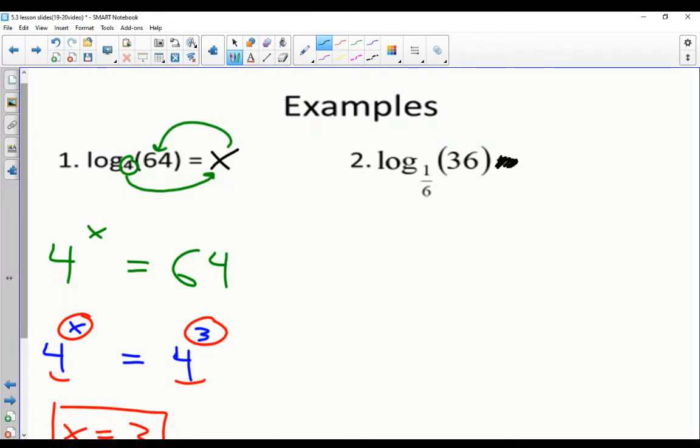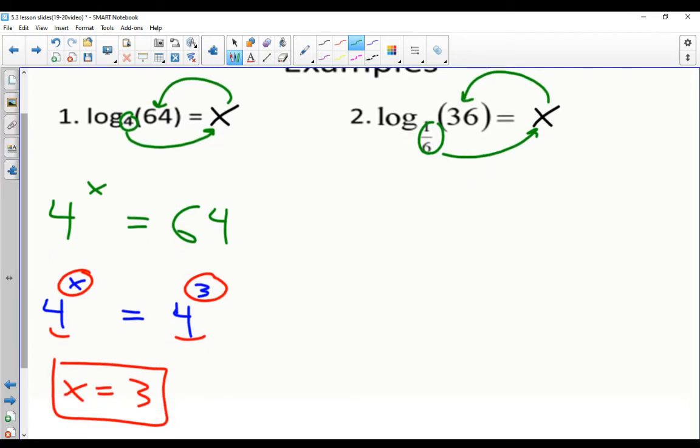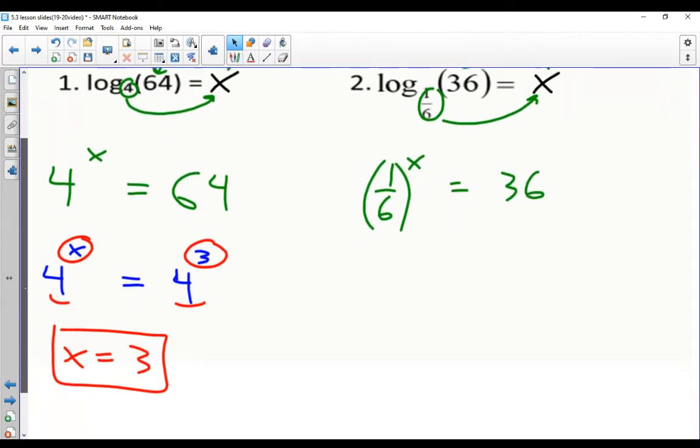The Hawk's program will give you an example where they just say solve log base 1/6 of 36, and they won't have it equal to anything. So when that happens, just set it equal to x and then just do the loop method again. So take the 1/6, loop to the x, loop back, and go from there. So the 1/6 came first, the x came second, so 1/6 to the power of x equals 36. And now we just go and solve from here.